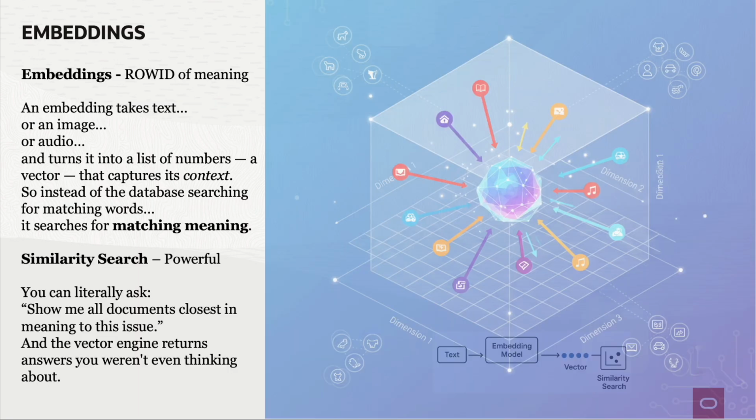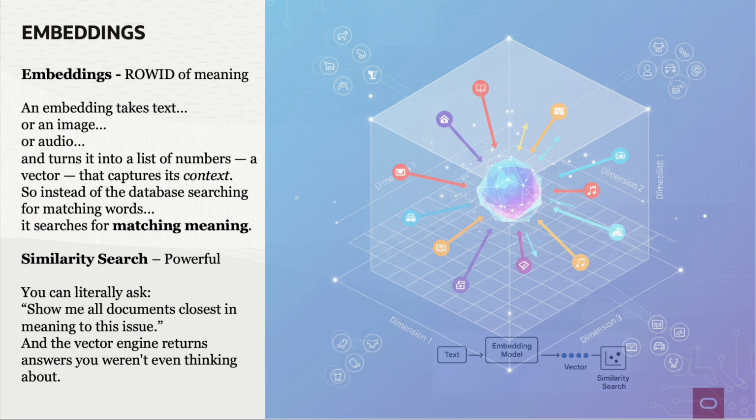Embedding gives us a way to translate information into a form the database can work with at scale. So we take a piece of text, or an image or audio, and convert it into a list of numbers. That list of numbers is a vector, and it represents the meaning and context of the original content. So instead of storing only the words, we now store a numerical fingerprint of what those words are about. And with that in place, the database no longer looks for exact matches, it can look for similarity in meaning.